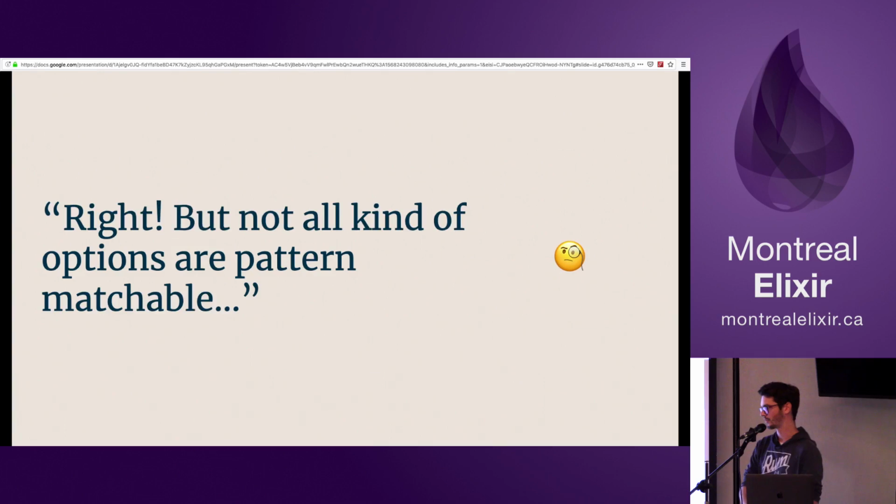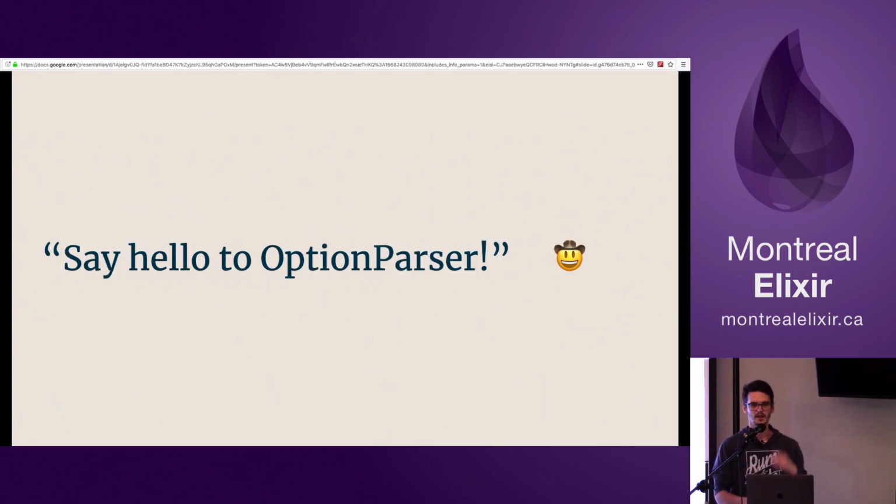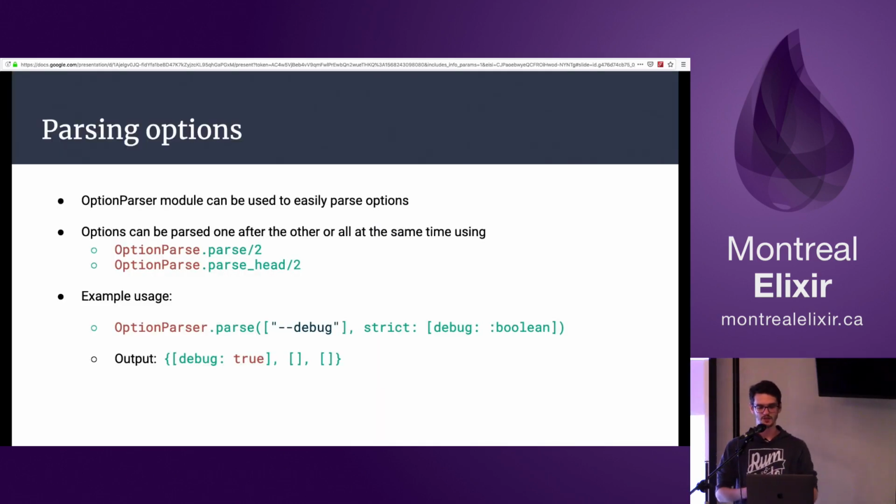I have another answer for you, which is called the option parser. The option parser is a module that can be used to easily parse options. It exposes two functions, parse and parse_head, that take an array of two. The first part is the list of arguments, and the other part is the kind of template that you want to use. So as you can see in the example, I set out the strict, which has a debug flag, which is a boolean. So if I have the flag --debug in my arguments, then I have debug true in my keyword list.